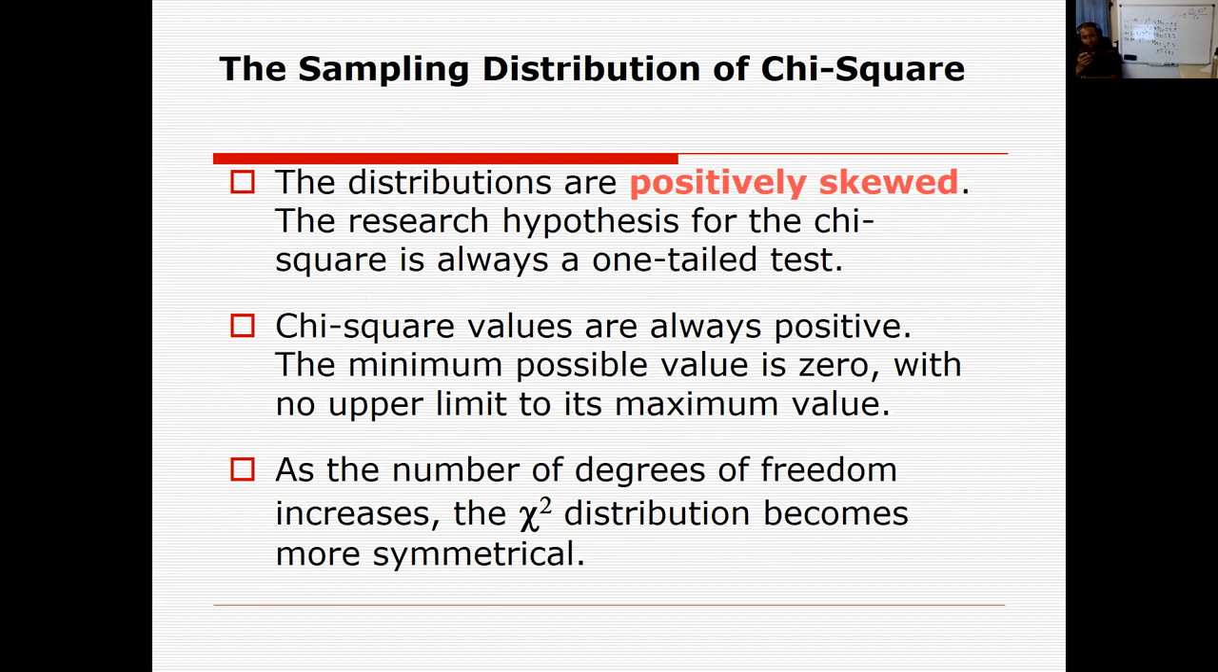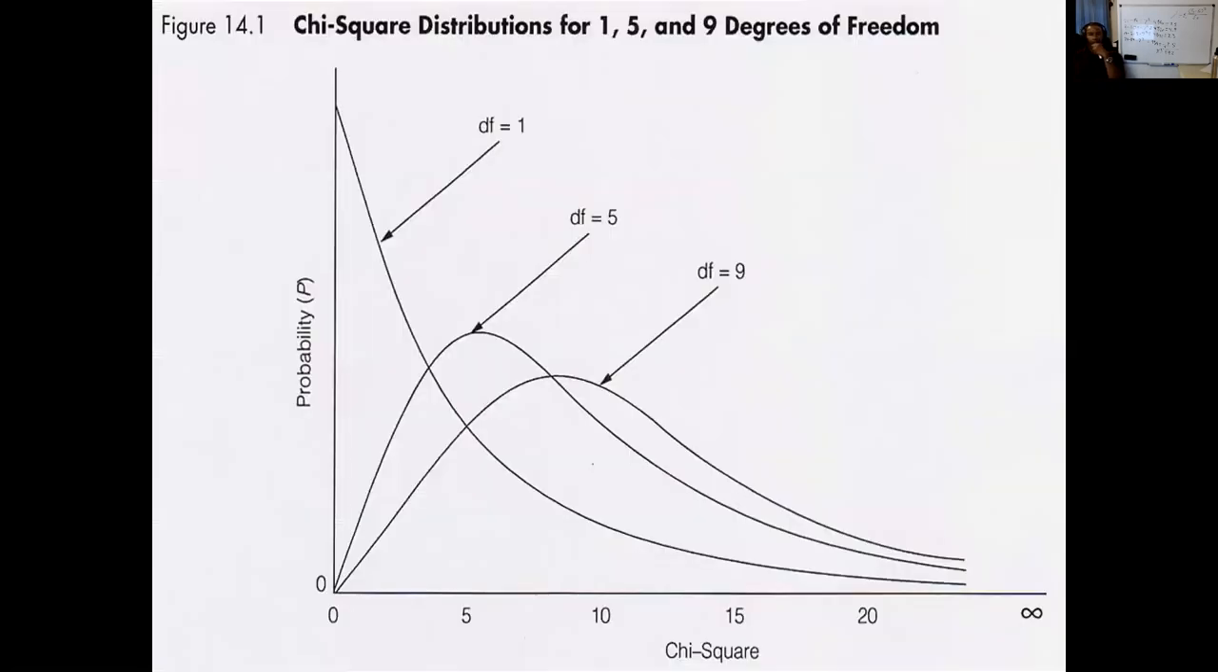Another thing about the chi-square distribution is that as our number of degrees of freedom increases, the chi-square distribution becomes more and more symmetrical, but understand that the chi-square distribution is always going to be a positively skewed distribution. So similar to the t distribution, as the degrees of freedom increase, the t distribution started to look more and more normal. In a similar way, as our degrees of freedom increases, the chi-square distribution starts to look more symmetrical. So with 1 degree of freedom, it's an extremely skewed distribution. 5 degrees of freedom is still a pretty skewed distribution, but as your degrees of freedom increases, the distribution becomes more and more symmetrical.